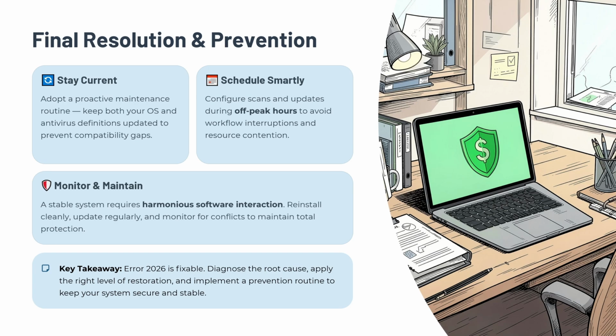Monitor and maintain. A stable system requires harmonious software interaction. Reinstall cleanly, update regularly, and monitor for conflicts to maintain total protection. Key takeaway: Error 2026 is fixable. Diagnose the root cause, apply the right level of restoration, and implement a prevention routine to keep your system secure and stable.